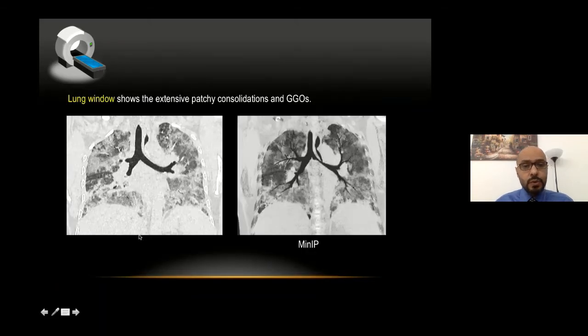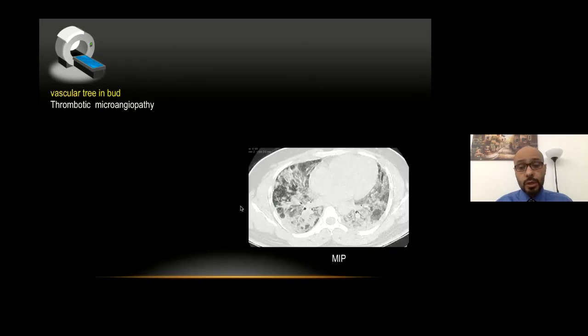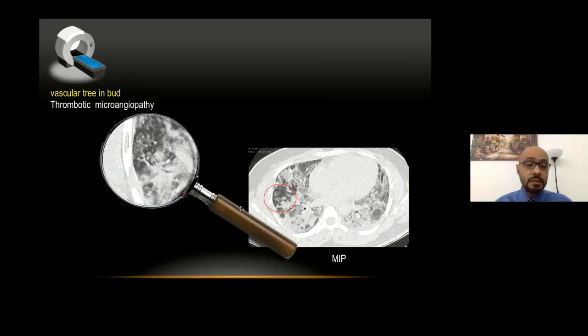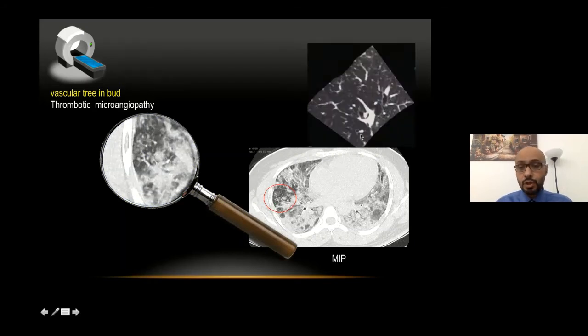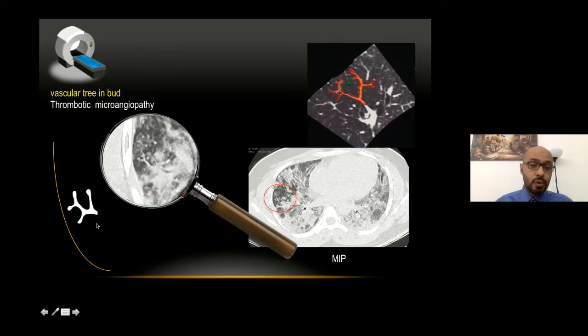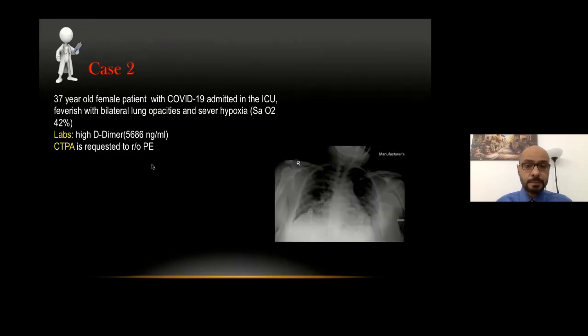Looking into the lung window, you will notice extensive patchy consolidations and ground glass opacities. However, if we look into the MIP images, we will notice the interesting sign called vascular tree in bud, indicating thrombotic microangiopathy. Usually the vessels in the secondary pulmonary lobules taper smoothly. However, in our case, we notice a budding, which is different from the tree in bud in small airway disease. This sign runs through the vascular tree itself.